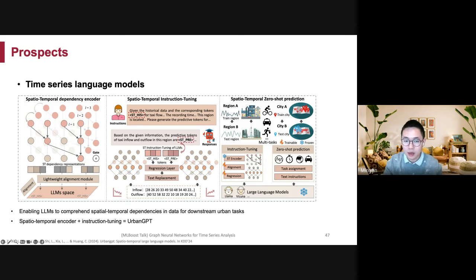But you can find that no matter whether you pre-train a foundation model from scratch, or you leverage large language models to do spatial temporal reasoning, graphs are everywhere. So they are largely involved in the development of this branch of methods, especially in terms of spatial temporal learning.